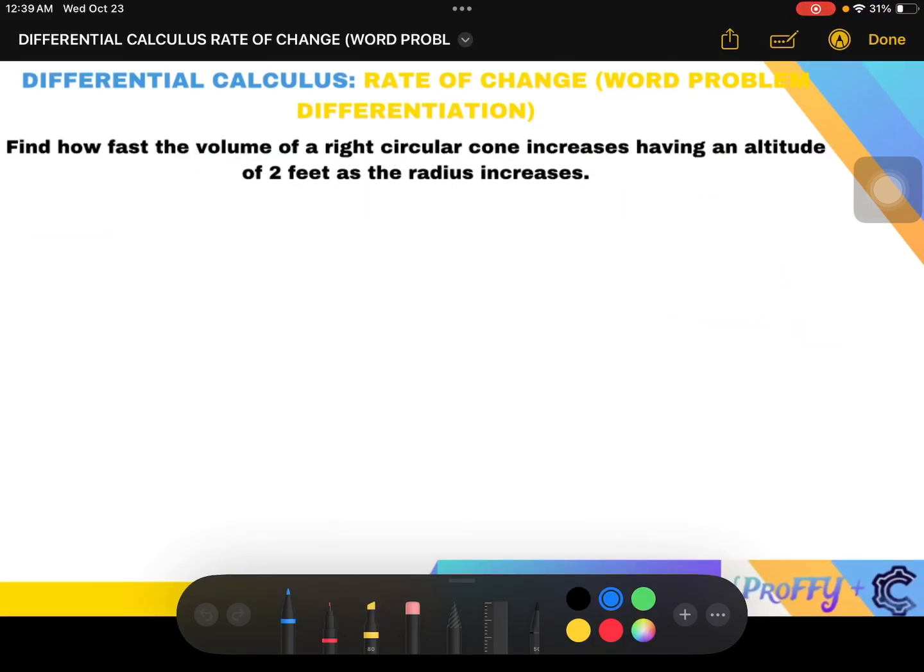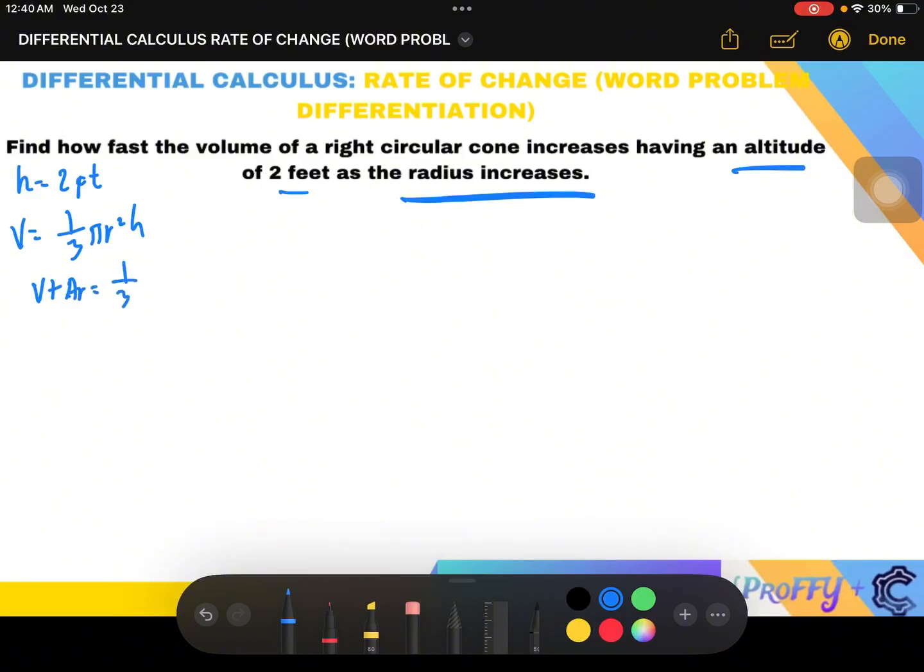So next, find how fast the volume of a right circular cone increases having an altitude of 2 feet. The altitude means the height. Then the volume of a right circular cone is 1 over 3 of pi r squared h, guys. Gets? So this will be the volume of a right circular cone increases having an altitude of 2 feet and the radius increases. So the radius increases, guys, ha? So 1 over 3 pi r plus the delta r squared and h, guys. Gets? So the squared nasa labas, sorry.